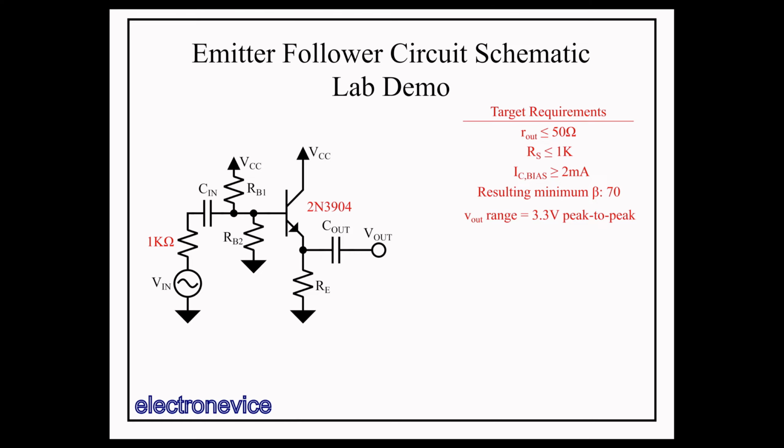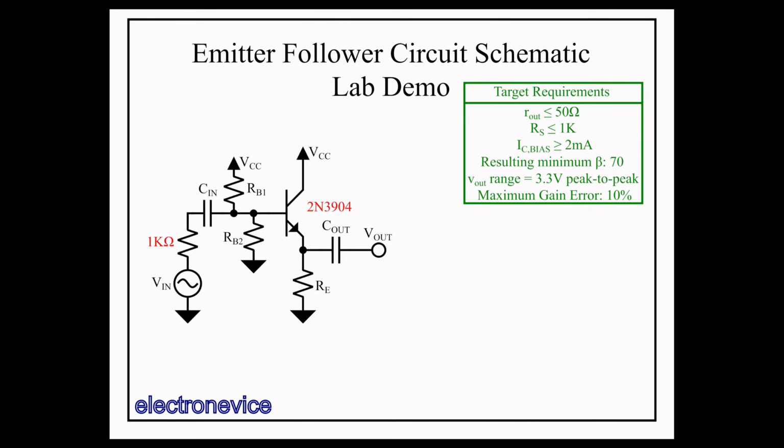Now we need a minimum gain. Let's assume we can accept a 10% error. There are many ways of mitigating gain errors, and let's say that our mitigation strategy allows for a 10% error, or a minimum gain of 0.9. So we should be able to satisfy these requirements with a single BJT emitter follower circuit.